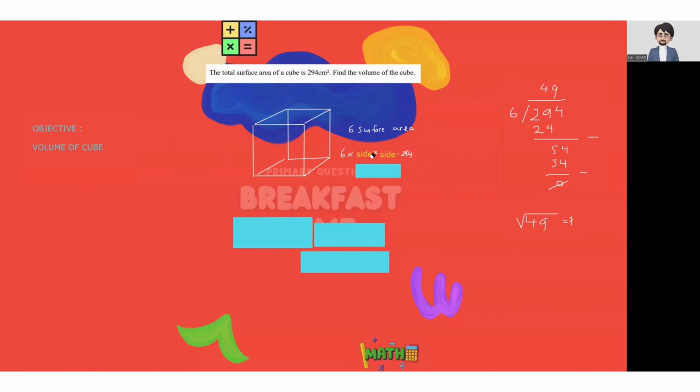Why square root? Because this is side times side. And then we find the volume of the cube, which is 7 times 7 times 7, 343. And that's the answer.